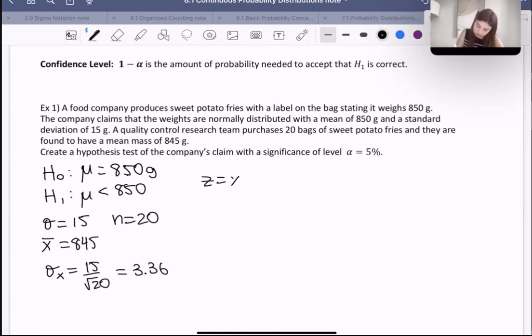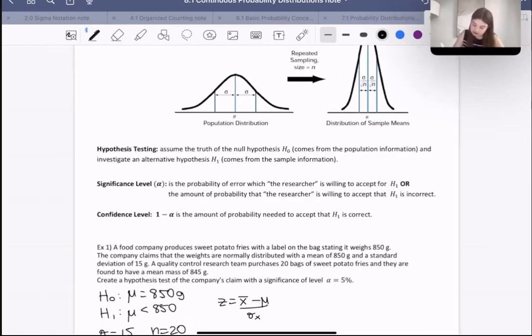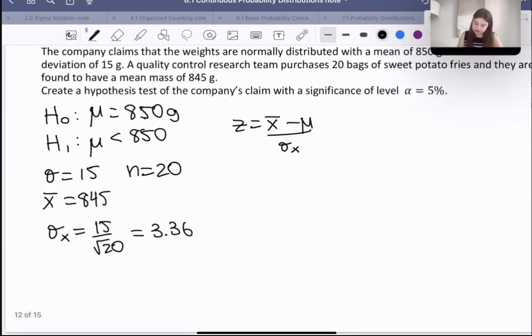So the z-score is going to be the sample mean minus the population mean over the standard deviation with respect to x bar of our sample here specifically. So the standard deviation is the standard deviation of the distribution of sample means, as opposed to our original standard deviation, because we're trying to find out how likely this is to actually be one of the samples if this claim is true.